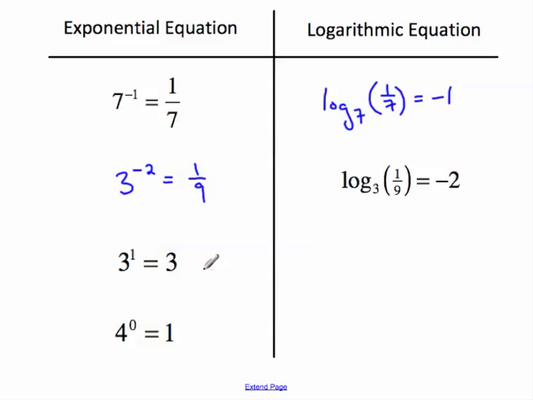If 3 to the power of 1 is equal to 3, the corresponding logarithmic equation is log base 3 of 3 is equal to 1. It's saying what exponent do I need to use on 3 to get to 3, and that's 1. Similarly, if 4 to the power of 0 is equal to 1, that means that log base 4 of 1 is equal to 0. What exponent do I need to use on 4 to get to 1? I need to use a 0, so log base 4 of 1 is 0. Again, a logarithm is asking what exponent is needed.